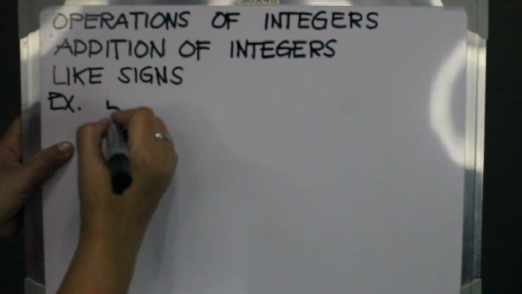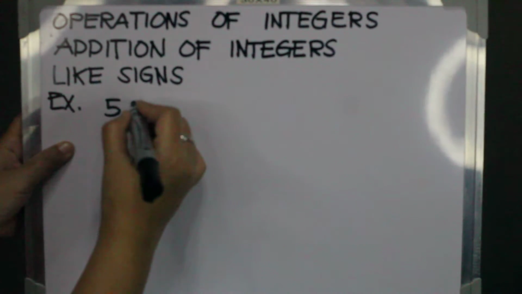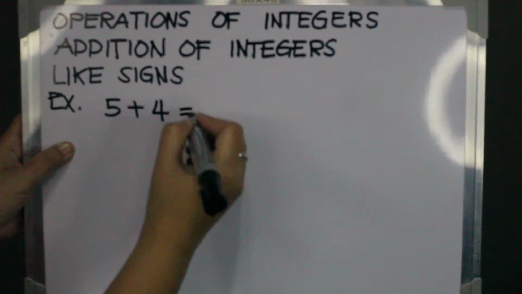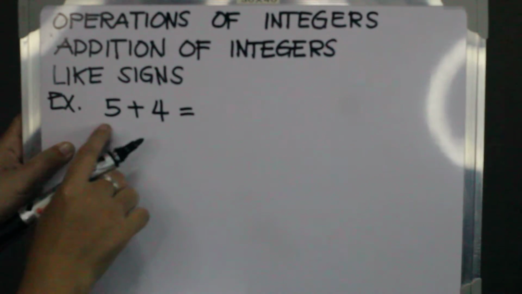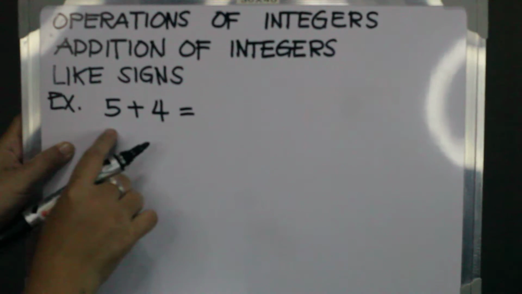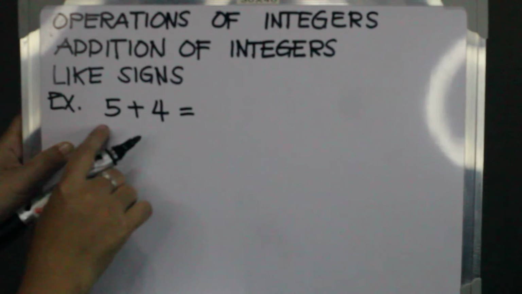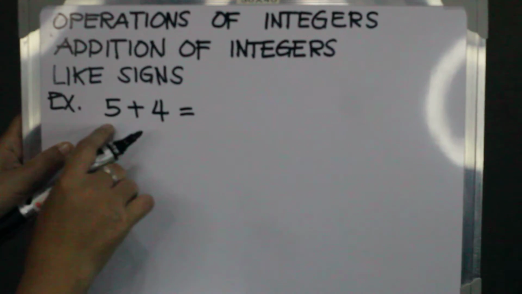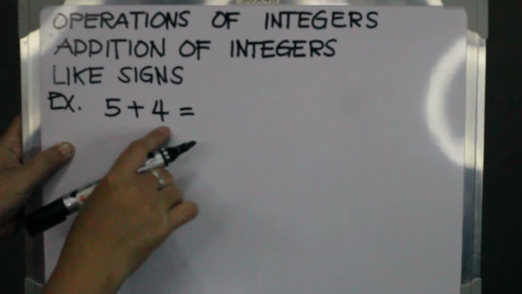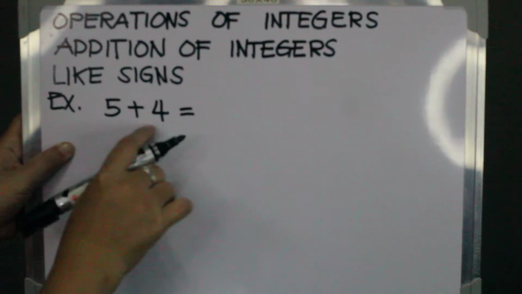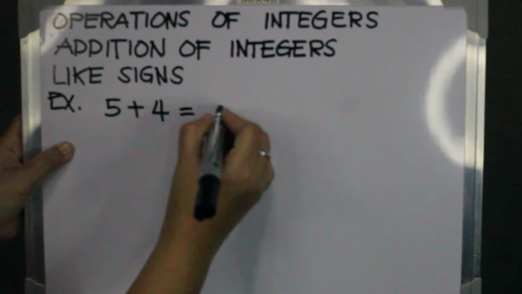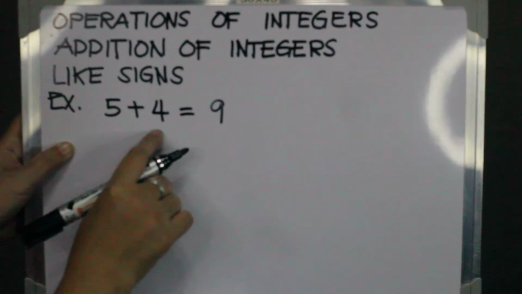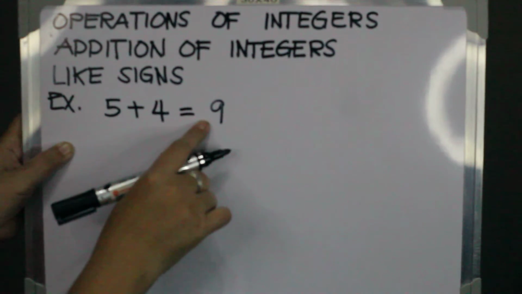Let's try this example: positive 5 plus positive 4. Remember, these are positive integers. When you add, you can see that the signs are all positive, so simply add the 2 numbers. We have 9. And what would be the sign if they're all like signs? That is still a positive 9.